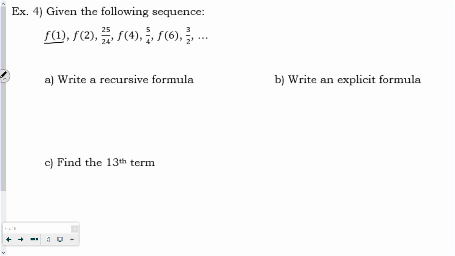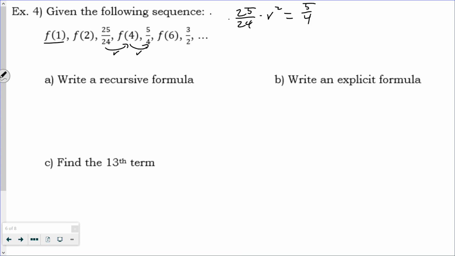So in this case, if I look at it, I can see that to go from 25 over 24 to 5 over 4, I'm going to multiply it by r 2 times, right? So I know that 25 over 24 times r squared is 5 over 4. Everyone with me? So I multiply 25 over 24 by some r term that I don't know what it is, 2 times, to get 5 over 4.